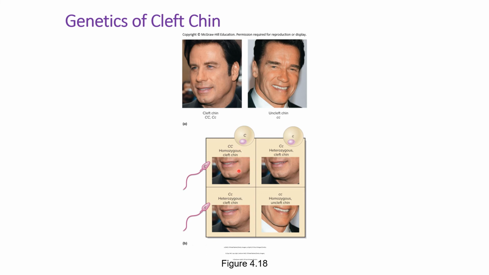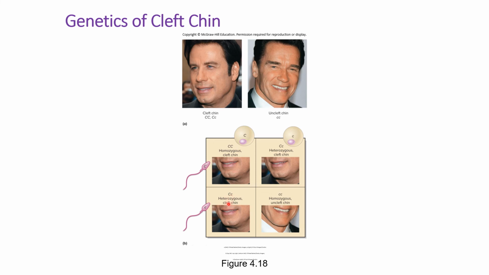Up here in this first box, we're showing capital C and capital C. That means we have a homozygous situation. Capital C and capital C. That means we're homozygous dominant. Homozygous meaning both are the same. You have two capital C's. They're the same. Homozygous. All right, now look down here.